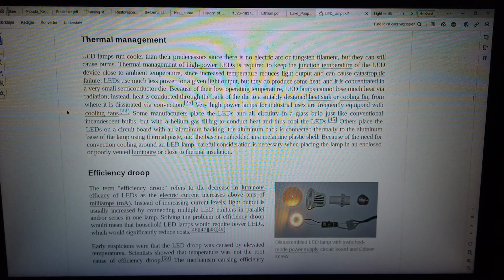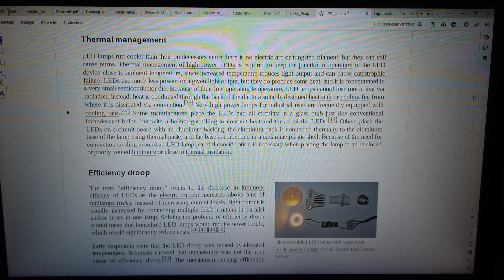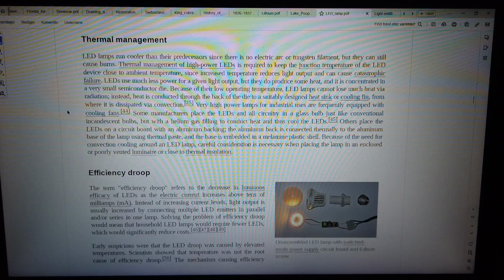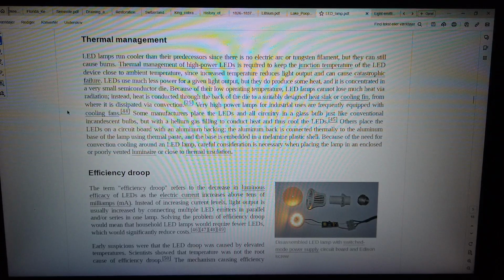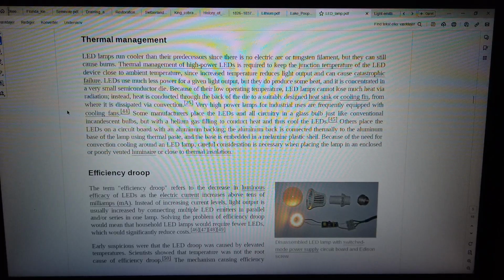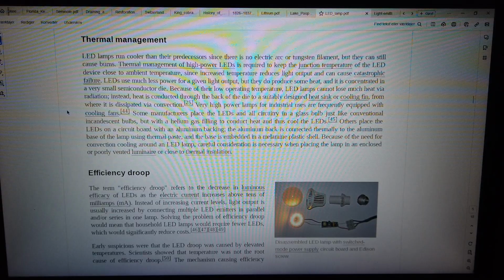Disassembled LED lamp with switched mode power supply circuit board and Edison screw. The term efficiency droop refers to the decrease in the luminous efficacy of LEDs as the electric current increases above tens of milliamps, mA. Instead of increasing current levels, light output is usually increased by connecting multiple LED emitters in parallel and/or series in one lamp.